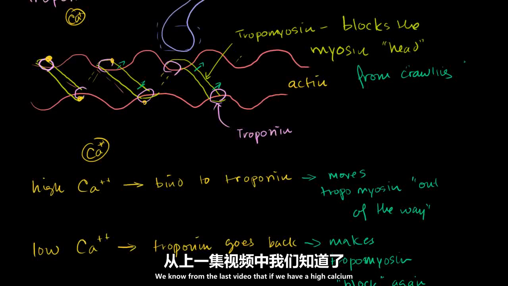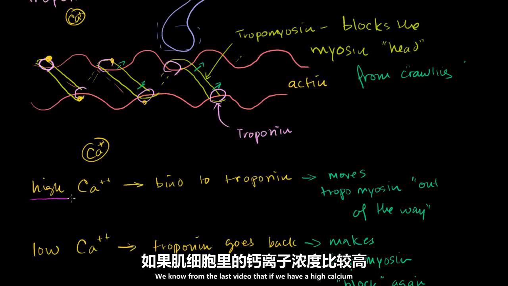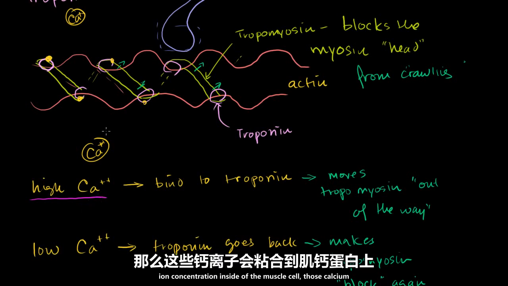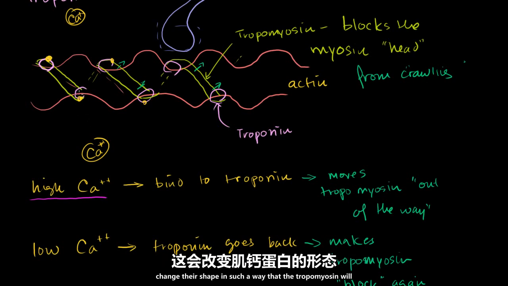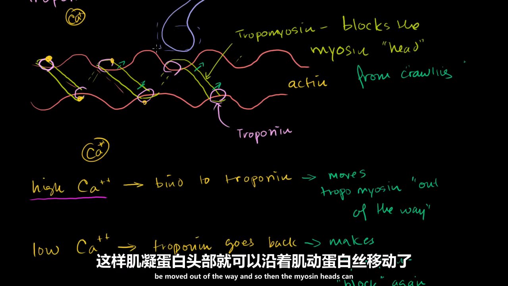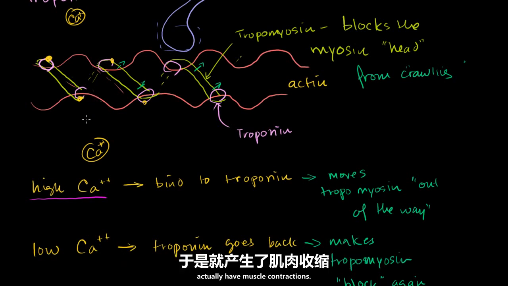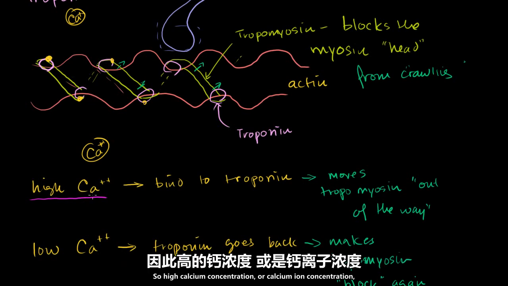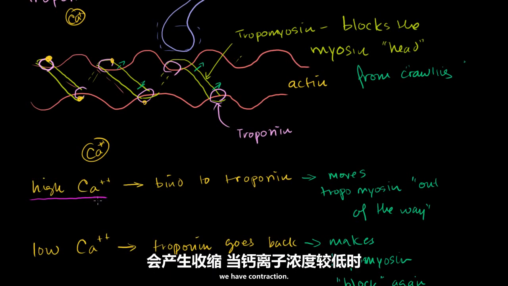We know from the last video that if we have a high calcium ion concentration inside of the muscle cell, then those calcium ions will bond to the troponin proteins, which will then change their shape in such a way that the tropomyosin will be moved out of the way. And so then the myosin heads can crawl along the actin filaments, and then we'll actually have muscle contraction. So high calcium ion concentration, we have contraction.